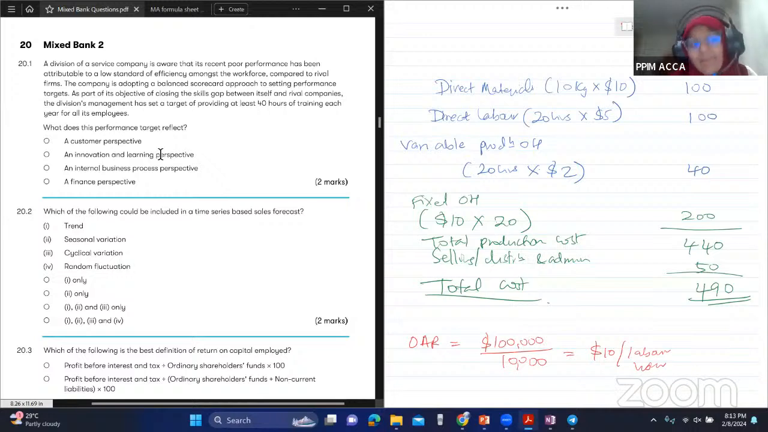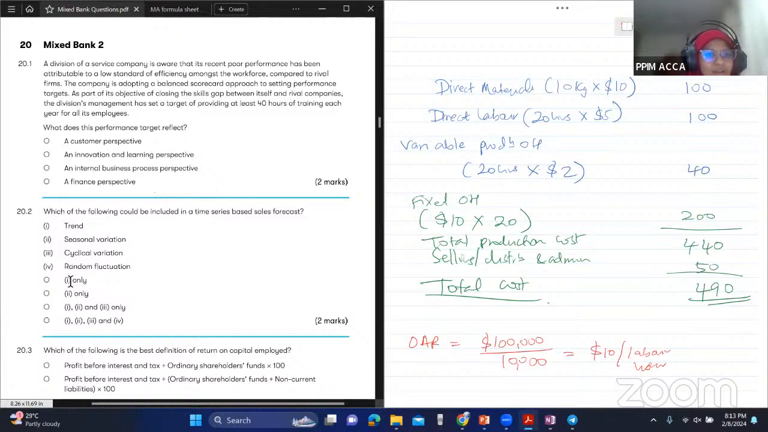But remember, in real life, it can fall under anything. It can fall under innovation and learning. It can even fall under internal business. But for the purpose of MA, usually training is for innovation. Definitely it's not the finance perspective, right? If you're trying to do something for the finance, then you have to think about cost cutting and things like that.